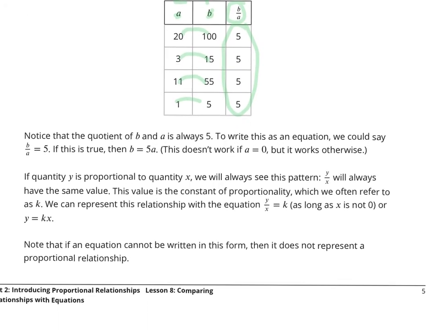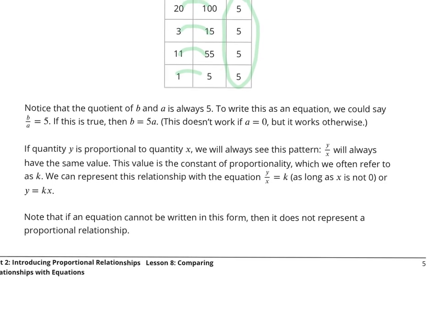Notice that the quotient of B and A is always 5. To write this as an equation, we could say B divided by A is equal to 5. If this is true, then B is equal to 5 times A. This doesn't work if A is equal to 0, but it works otherwise. So that's just a lot of blah, blah, blah.